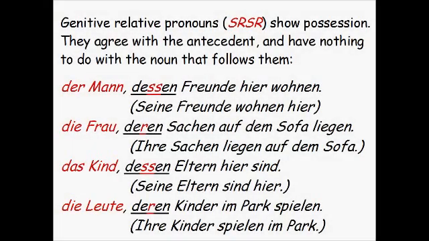Genitive relative pronouns show possession. They agree with the antecedent and have nothing to do with the noun that follows them. Der Mann, dessen Freunde hier wohnen. Seine Freunde wohnen hier. Die Frau, deren Sachen auf dem Sofa liegen. Ihre Sachen liegen auf dem Sofa. Das Kind, dessen Eltern hier sind. Seine Eltern sind hier. Die Leute, deren Kinder im Park spielen. Ihre Kinder spielen im Park.